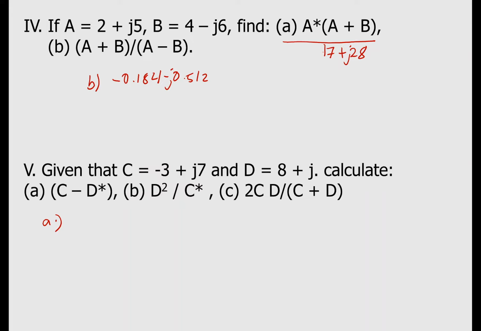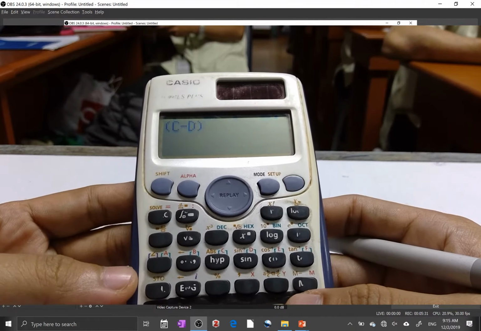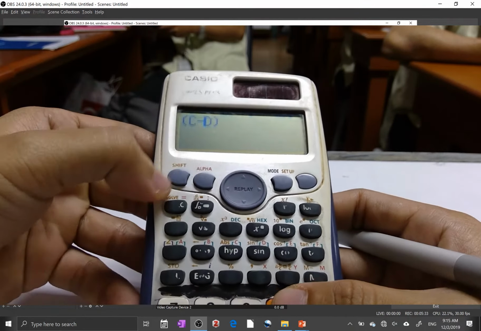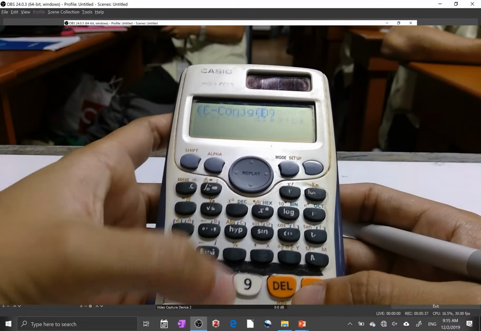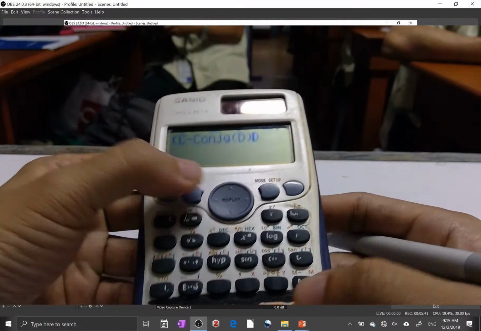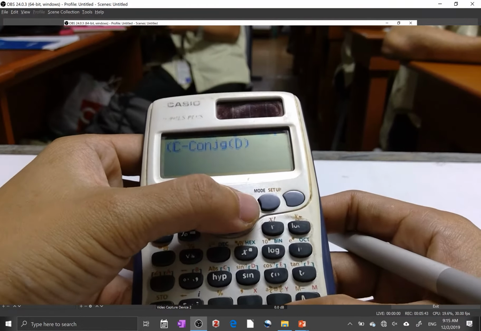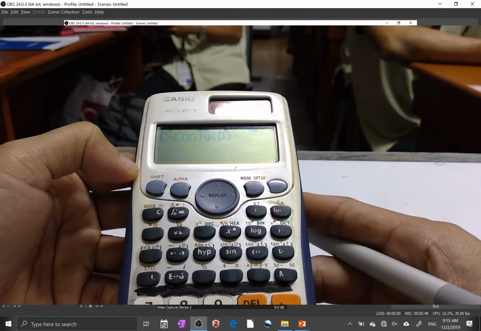Now take note there's a conjugate here. So you have C minus D, but the D here should be conjugate. What you can do is shift complex. There's a conjugate there; press number 2. So you have D, and you have a double parenthesis there. Actually you can remove the parenthesis because it's only the difference of two numbers. So you can have it like that.